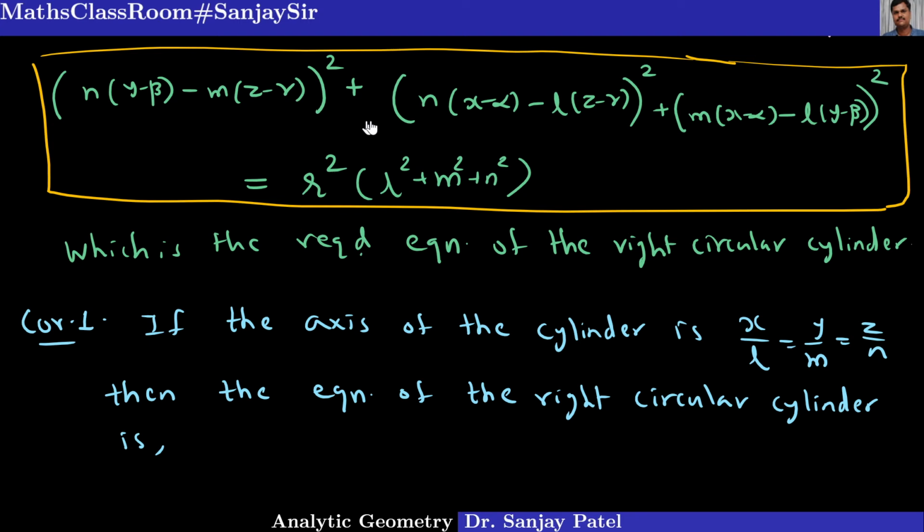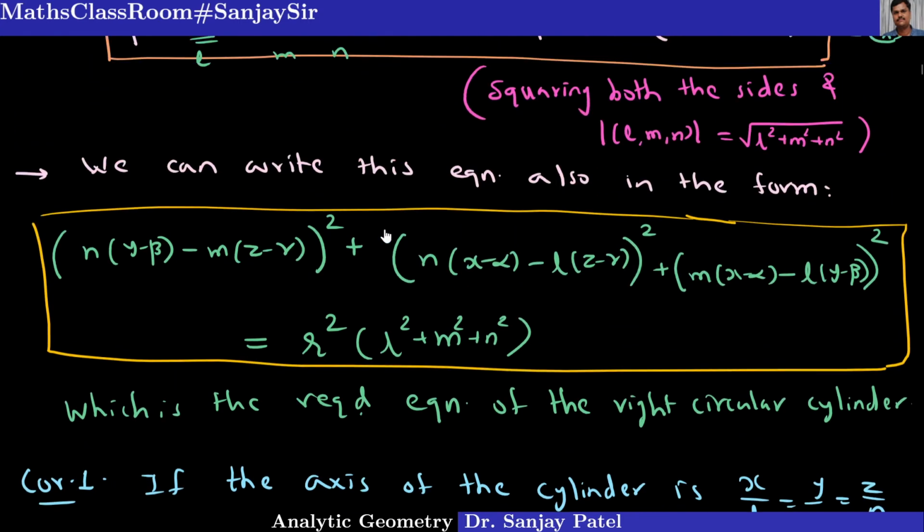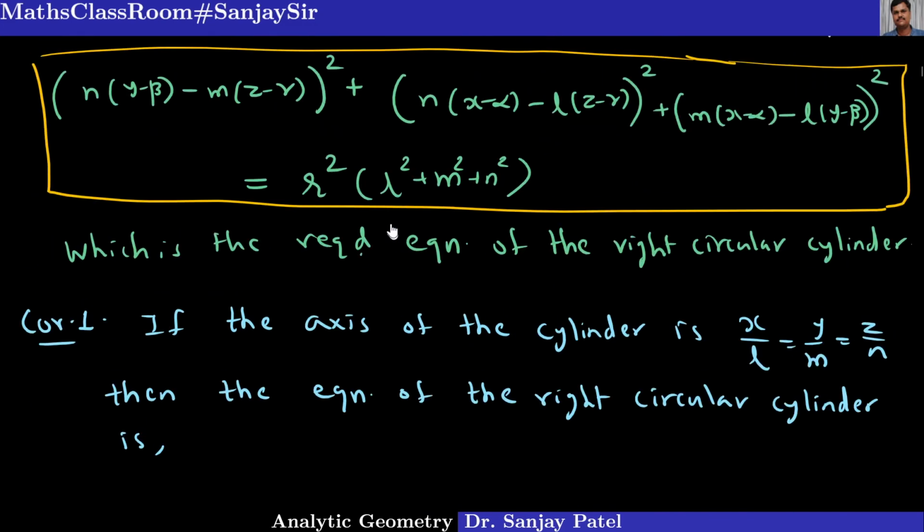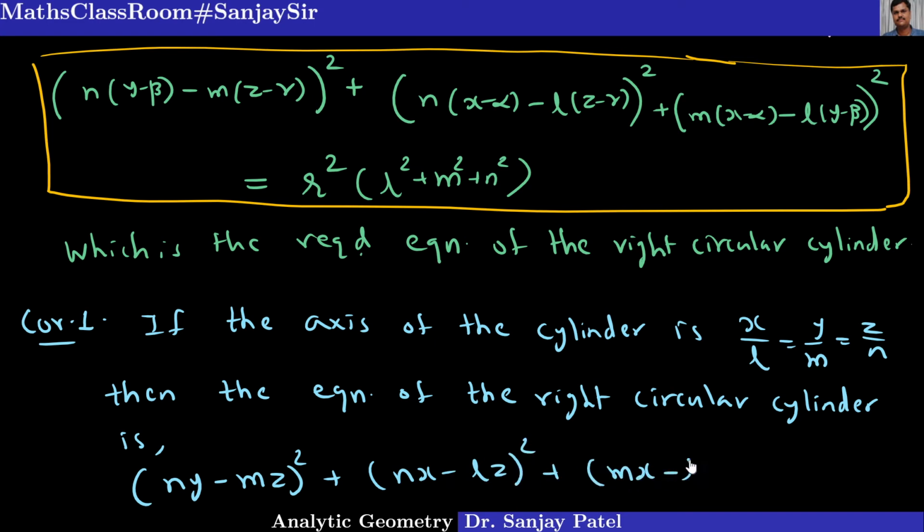So what we'll get is, putting alpha, beta, gamma 0, we get (ny minus mz) whole square plus (nx minus lz) whole square plus (mx minus ly) whole square is equal to r square into (l square plus m square plus n square). Okay.